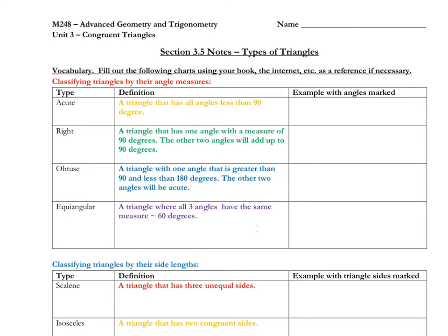Okay, so in this video, it is actually the last video for this unit. We're going to talk about different types of triangles as well as angle side theorems. So first of all, let's practice classifying triangles by both its angles and by its side lengths. So this very first one is by their angle measures.